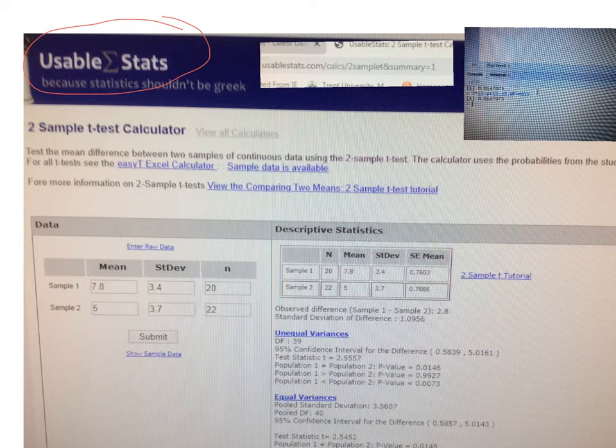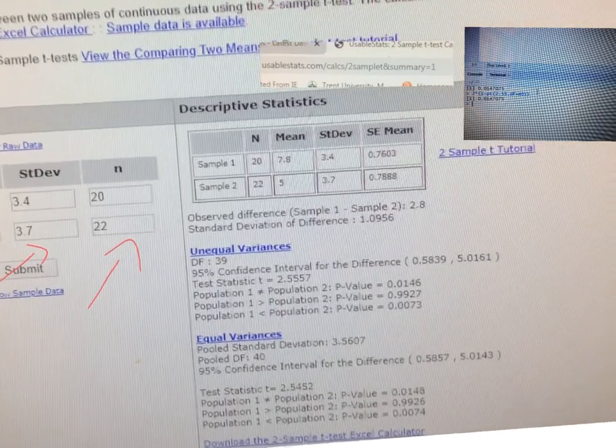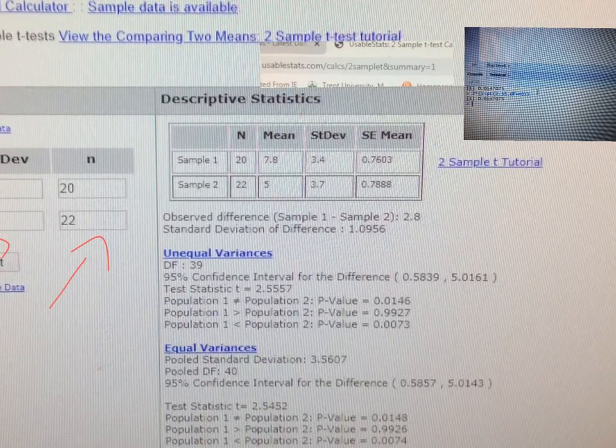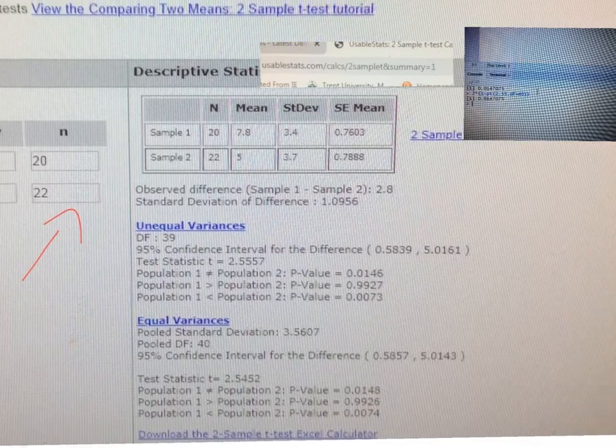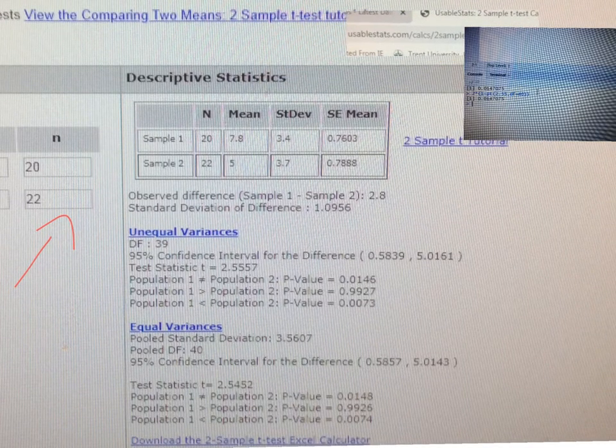So what I did here, I took the numbers from your question and I put in the means and the standard deviations and our n. And when you press submit, it gives you a readout of all of your descriptive statistics for those values. I found that helpful because at least it let us double check and make sure that we had the t-value correct. And so we've got unequal variances, so we're looking at this group of stats, right?